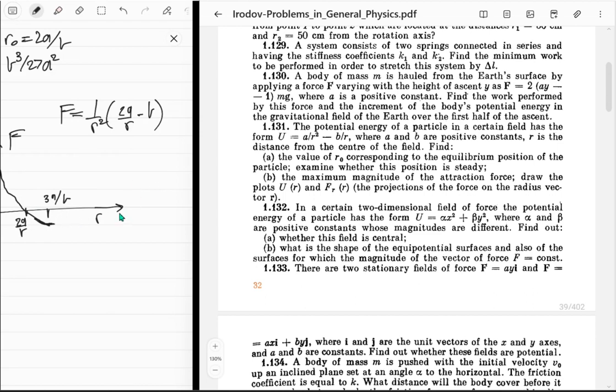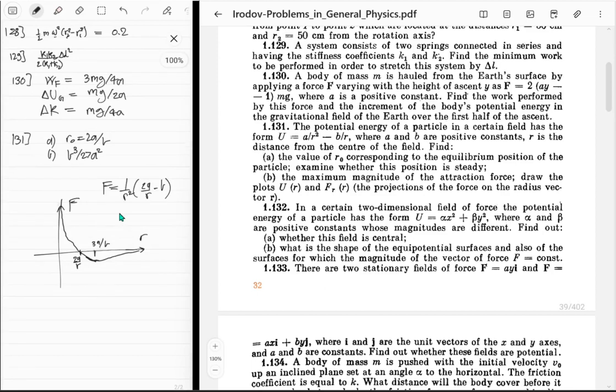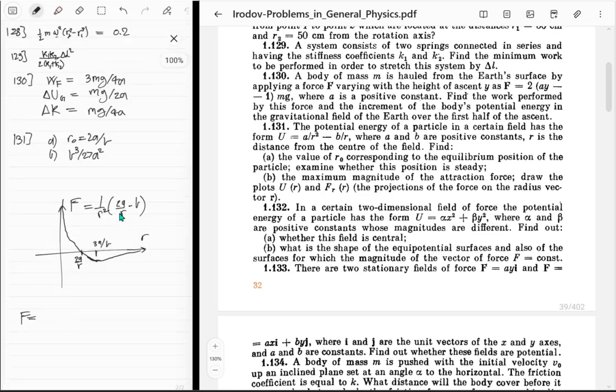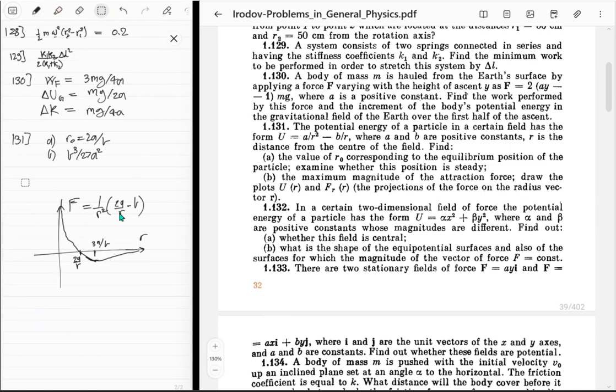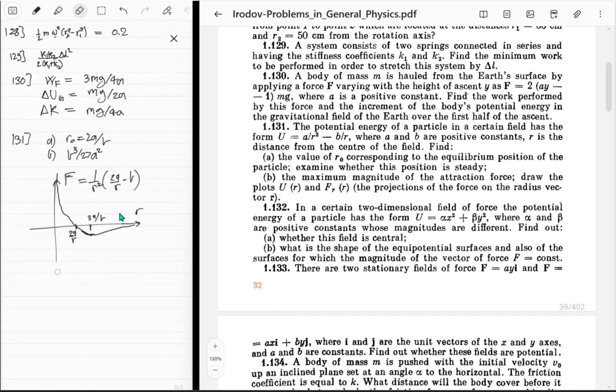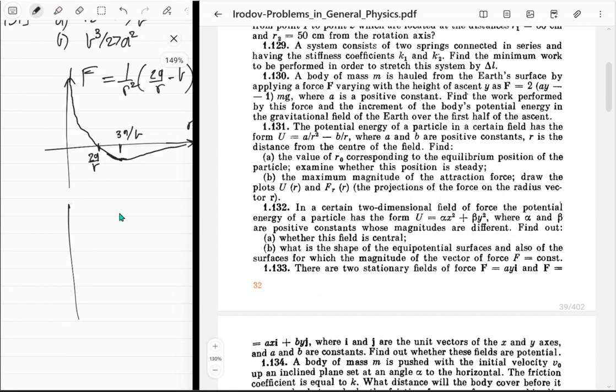So cool. It's never positive. It's just below this, and then it approaches 0 as r approaches infinity. So it's got two kind of asymptotes, this asymptote and this asymptote. Cool. Actually, you know what? Just use this directly. So the force is this. That's one graph that we need, and we also want the potential energy graph. Hopefully this will help.